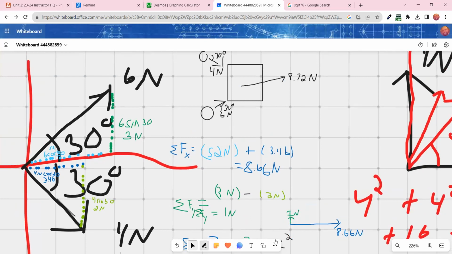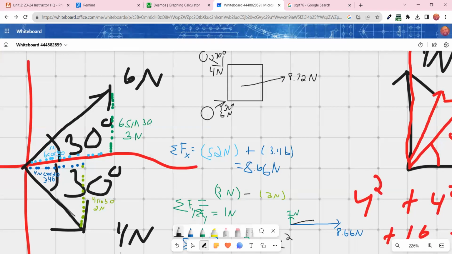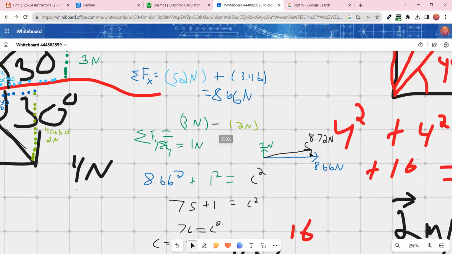If I want to figure out what the actual direction is and what the actual vector is, my x and my y come out to be this right here. And this is a squared plus b squared equals c squared. And when I do that, that is 8.72 newtons. And that's my number. But a vector is number and direction.